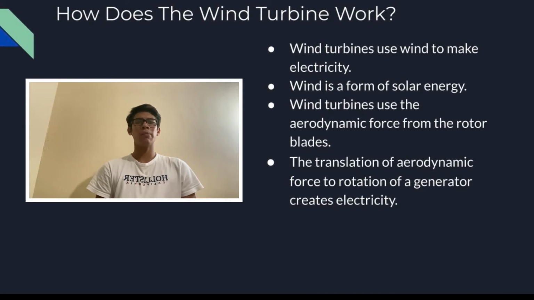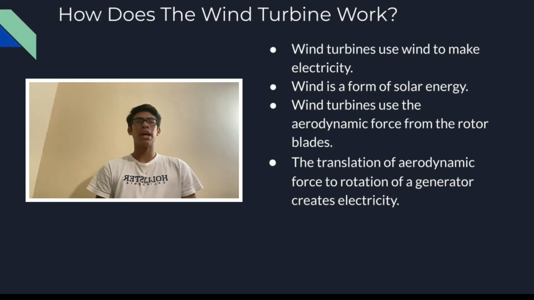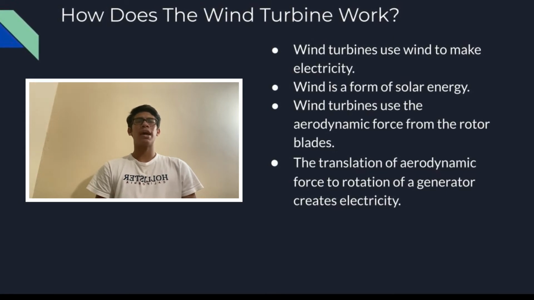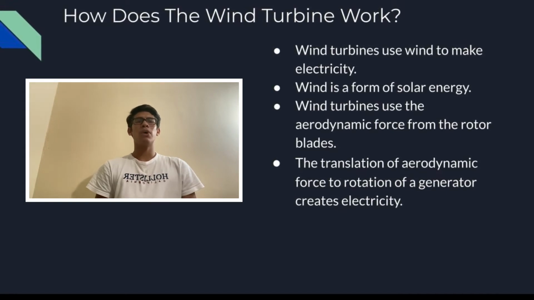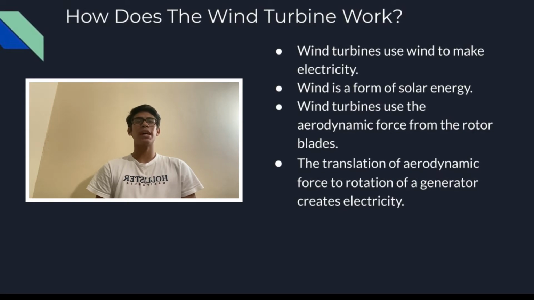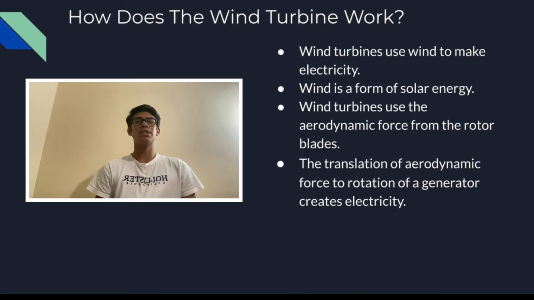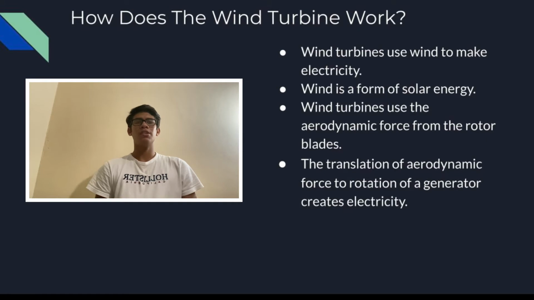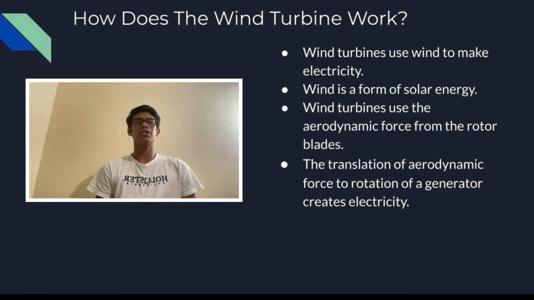A wind turbine turns wind energy into electricity using the aerodynamic force from the rotor blades, which work like an airplane wing or helicopter rotor blade. When wind flows across the blade, the air pressure on one side of the blade decreases. The difference in air pressure across the two sides of the blade creates both lift and drag. The force of the lift is stronger than the drag, and this causes the rotor to spin.